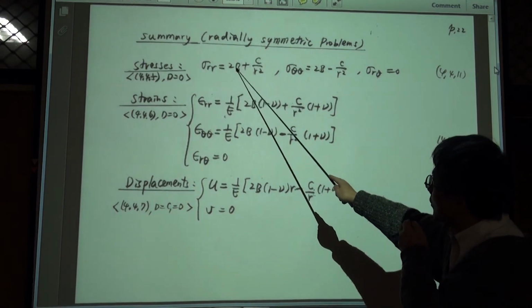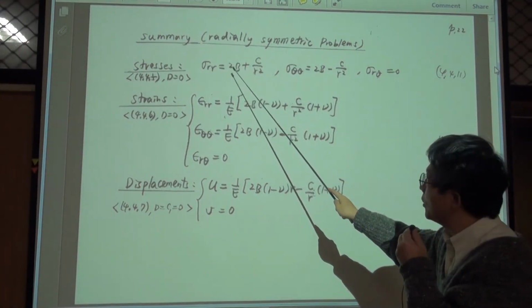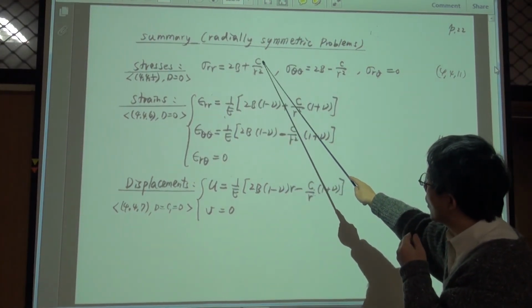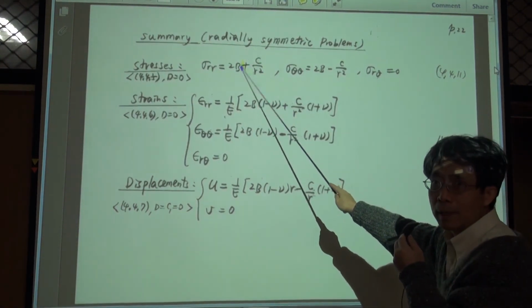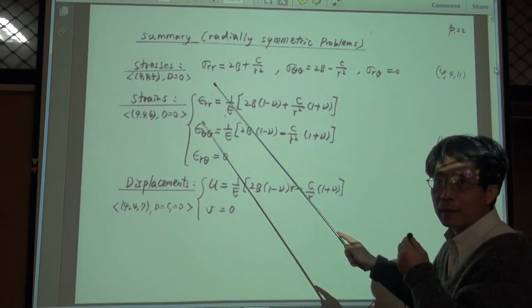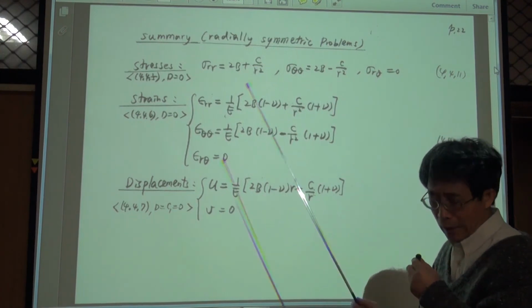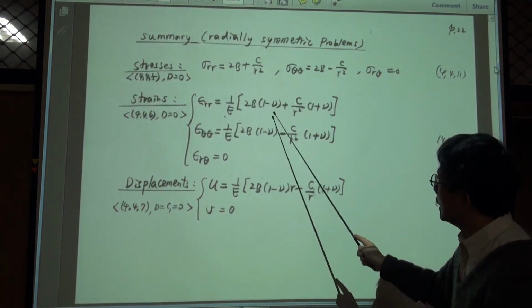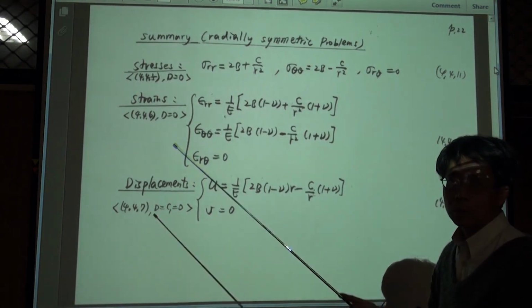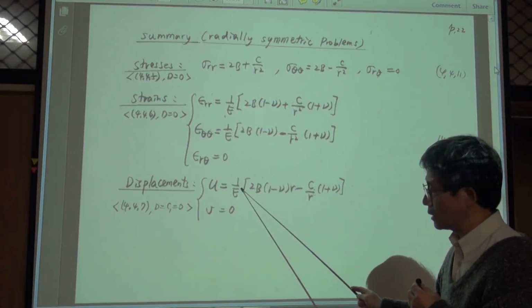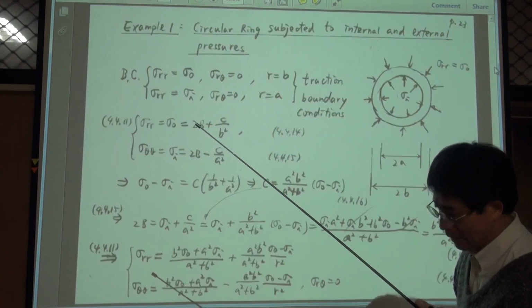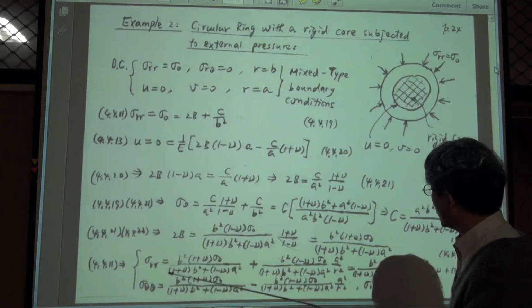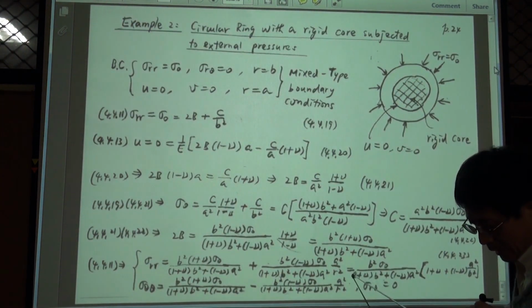Here we have the stress components with some unknown constants. Now we already know b and c. We just put them back, and then we will have the distribution of the stress components. In the same way, we can also do the same thing for the strain and the displacements, and the problem is solved easily. Okay.